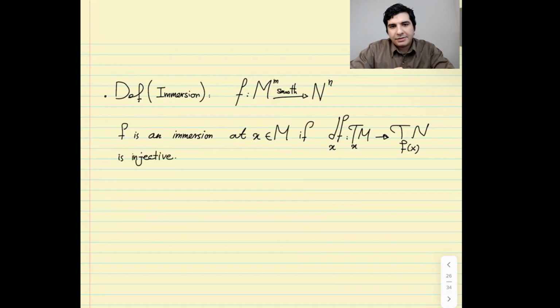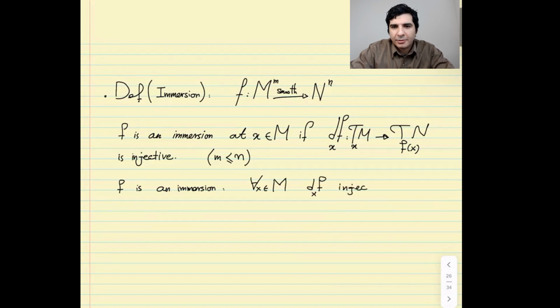So if the derivative as a map between these two linear spaces is injective, I would say f is an immersion at x. Of course, it implies the dimension of the base domain should be less than or equal to the dimension of the target. If our map is an immersion at every point x in M, we would say the map is an immersion. So being an immersion means immersion everywhere. Great. So the derivative is injective for all x.